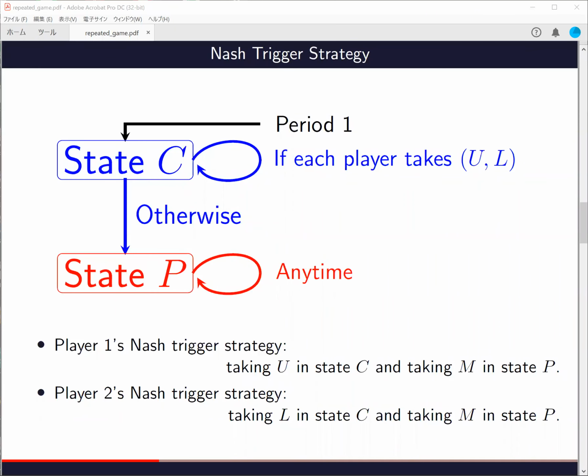In order to support U and L played in every period in the subgame perfect equilibrium, we first divide the state of each player into two states, state C and state P. In state C, players simply take actions U and L. If player 2 deviates from L, then move to state P and player 1 chooses M in every period after and never goes back to state C. If player 1 deviates from U, then move to state P and player 2 chooses M in every period after and never goes back to state C. This strategy is called the Nash trigger strategy, where each player punishes the opponent for deviating from the favored outcome.